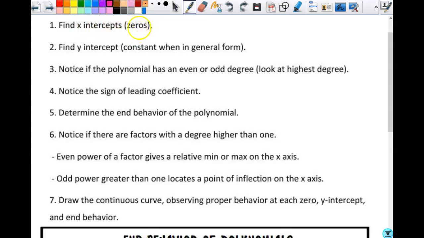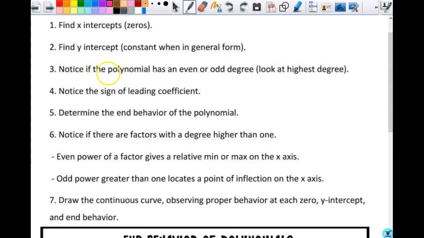So we have to find the x-intercepts or the zeros and pay attention to how it's asked, because this would just mean I'm putting the x values. This means I'm putting the ordered pair. I also have to find the y-intercept, and that's just a constant when it's in general form. But right now we're going to focus on ones that are everything in factored form, so we're not going to be able to see it that way.